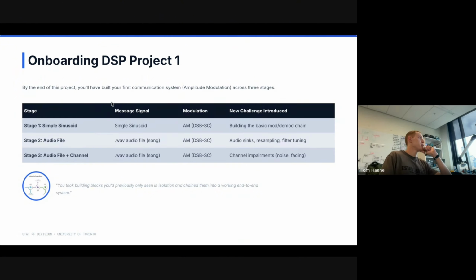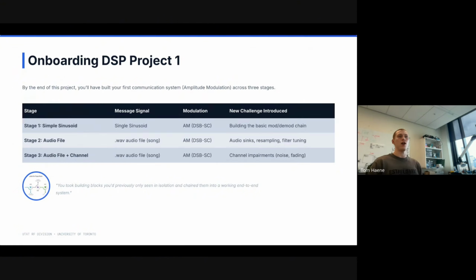Project 1: what you're going to do is build your first ever communication system, which is going to be amplitude modulation. There are going to be 3 stages. The first stage is kind of boring, but you've got to get through it. Build a system to transmit a sinusoid wave. You'll have a lower frequency wave as your message and your carrier, transmit that, decode it at the receiver, and then show me that you got that out. The second and third parts are more fun.